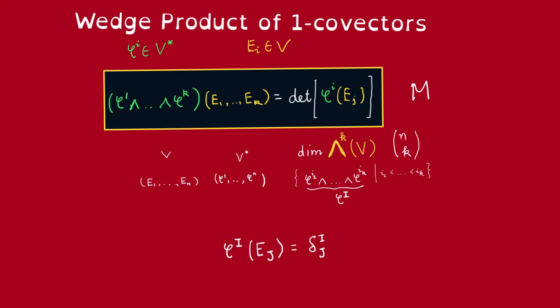Alright, so that concludes our discussion about general tensors and exterior algebra. Now we want to look at the specific case of tensors that arise from manifolds. So let's do that in the next video.